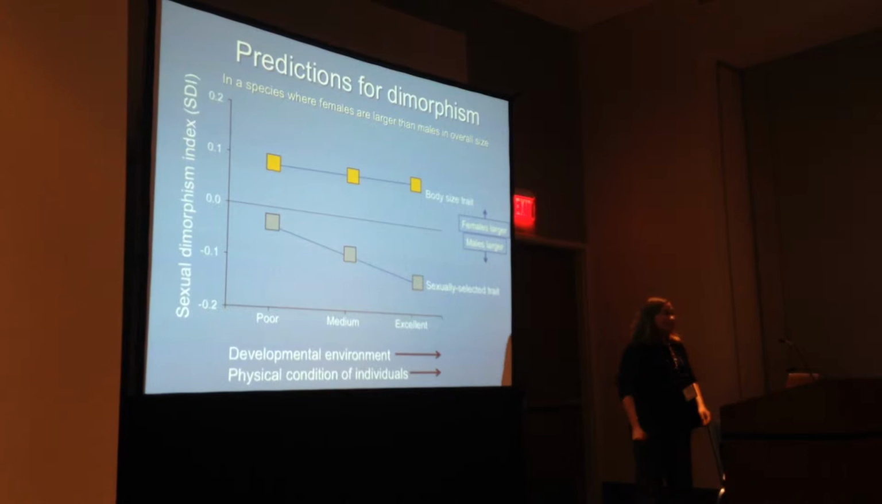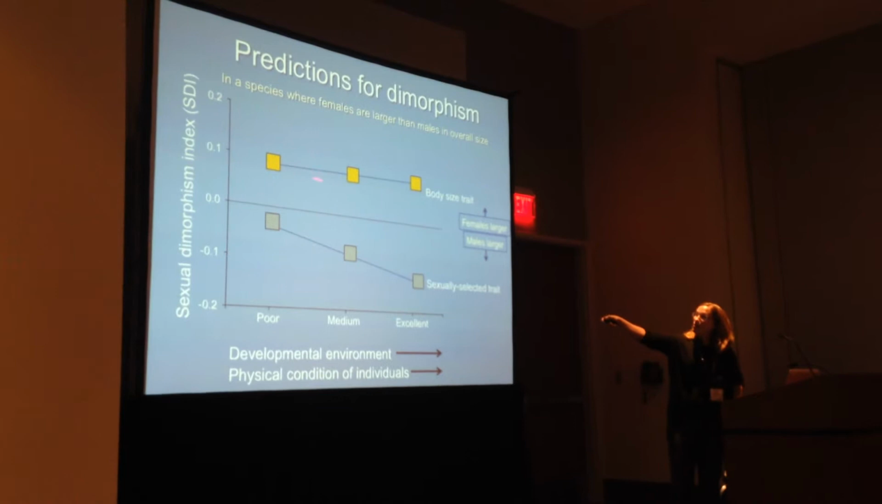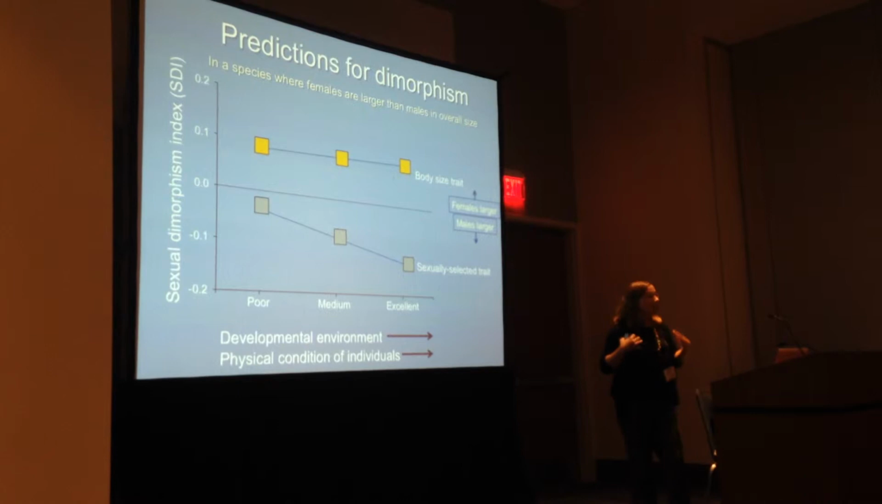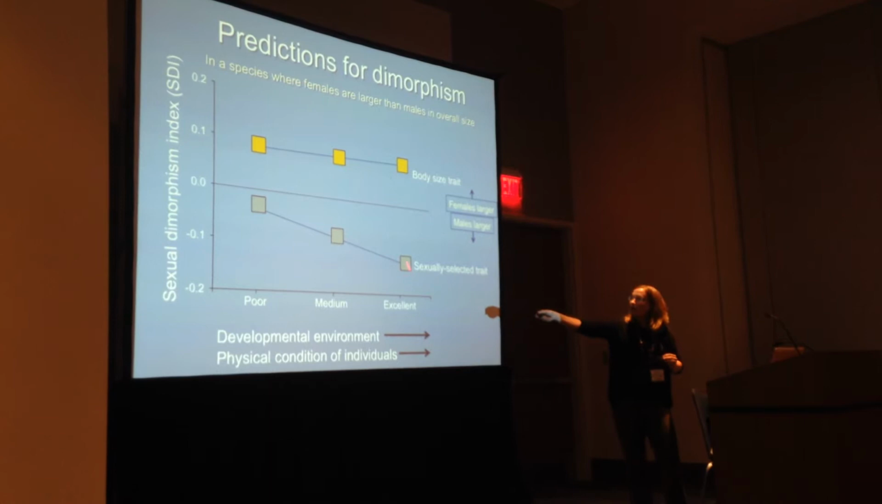Okay, our predictions for dimorphism. In ectotherms, or this species in particular and others, we may expect that body size would be up here, where females are larger. You would see some slight level of condition dependence, where as the environments improve and the condition of individuals increases, females potentially boost that size and you get a little more dimorphism, but small. Especially small relative to what you might see for a sexually selected trait.